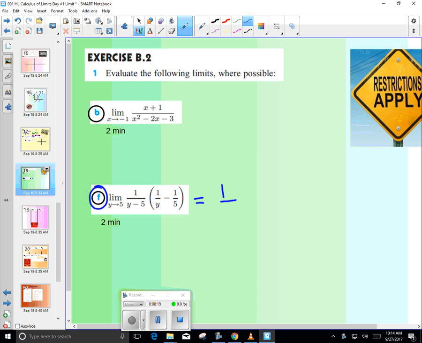So if I go 1 over 5 minus 1 over 5, this is going to turn into 0, and 5 minus 5 is 0, and you get 0 over 0. Now, 0 over 0, be suspicious.